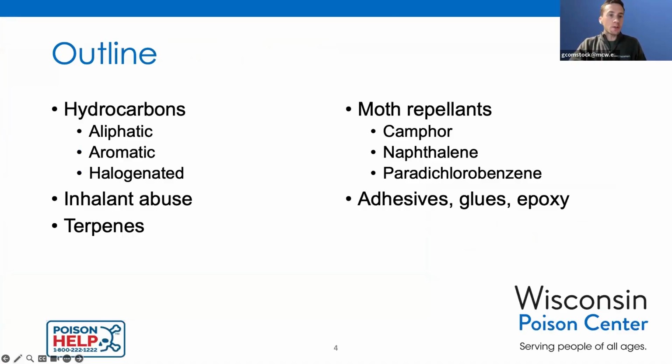There's a lot of overlap between these categories, and so it is far from rigid, but generally speaking, we'll talk about the hydrocarbons, how those are classified, and how they present. Inhalants, which includes, frankly, a lot of hydrocarbons. Terpenes, which is also a subcategory of different hydrocarbons. We'll talk specifically about some of the moth repellents, and then very briefly at the end about adhesives and glues, to wrap it up.